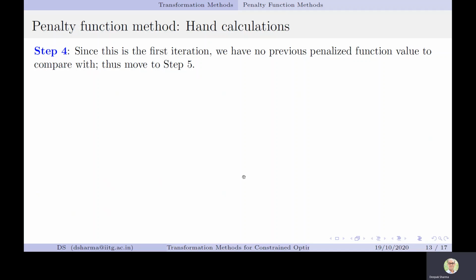Now we are at step 4. Since we have already identified the new point, but we don't have any previous point to compare with, we are just moving to step number 5. Now at this particular stage, we have to update the value of R. Now for R1, we have taken a factor, say 10. So 10 times R0, now it is 1.0. Once we have updated this, now we will move to step number 2.